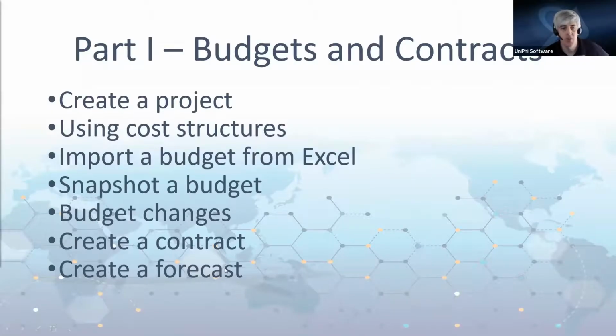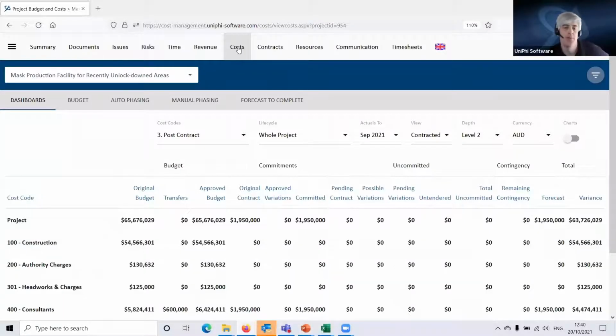So now that we've created a contract, we're on to the last item on our agenda for today's session, which is creating a forecast. So I'm here in the costs module. I've already spoken about how, as we do things in the contracts module, that is feeding through here into my forecast. It's populating the original contract value, approved variations, commitments, pending contracts, possible and pending variations. So all of those columns are populated from the contracts module.